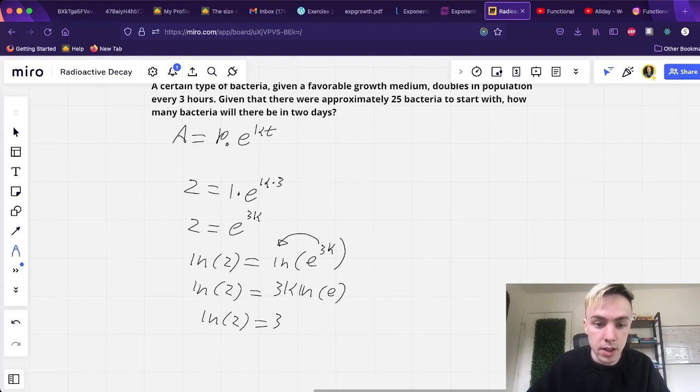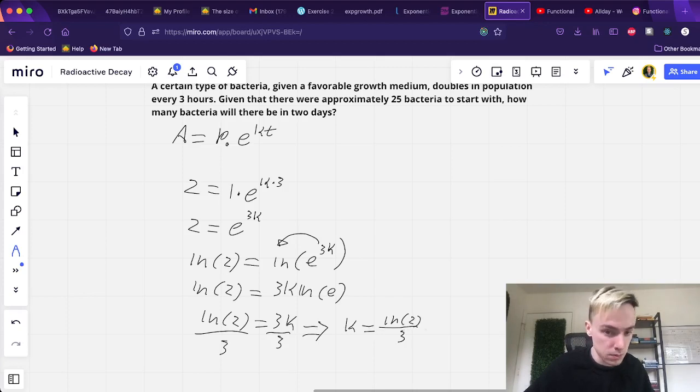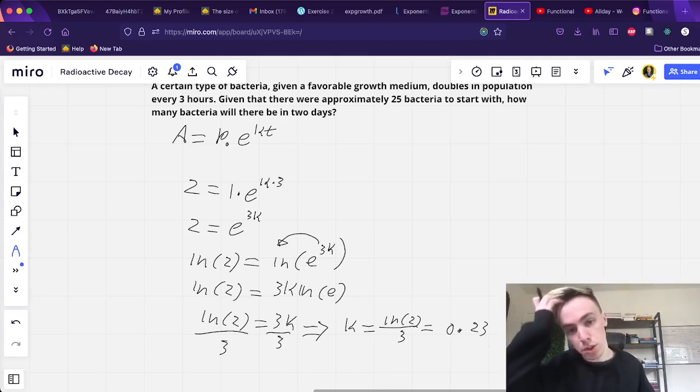equals 3k. Now to solve for k, we simply divide both sides by 3. And this gives us that k is equal to ln of 2 over 3. Or, if we plug this into our calculator, this gives us about 0.23. So what we just solved for is the growth factor, right? How much it's growing essentially per hour. And it's growing by about 23% per hour here.